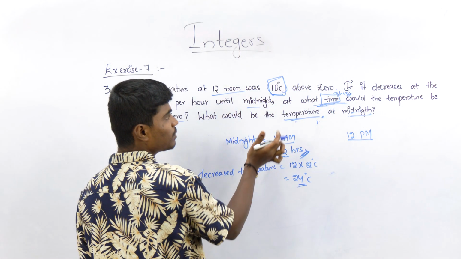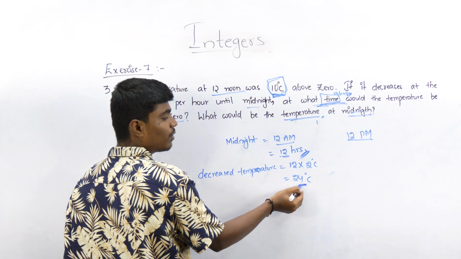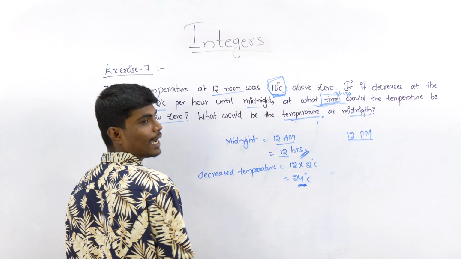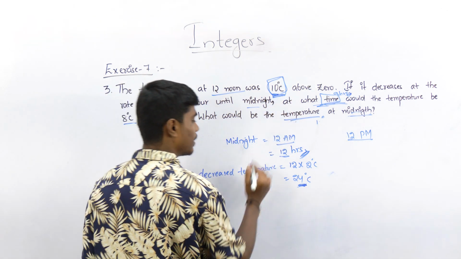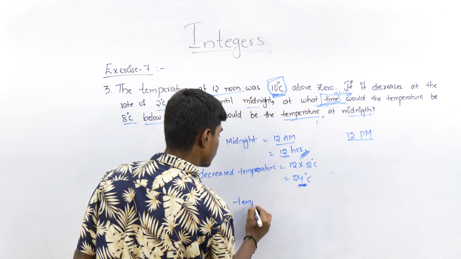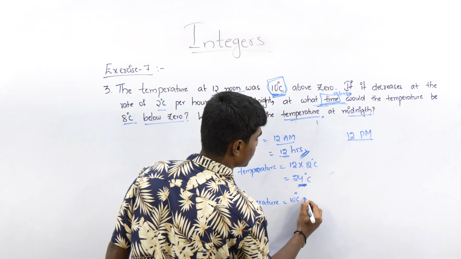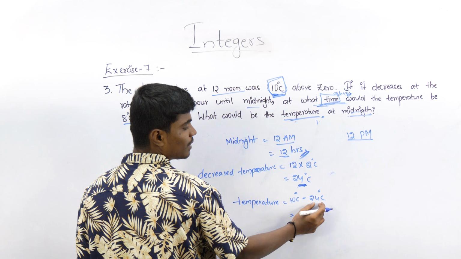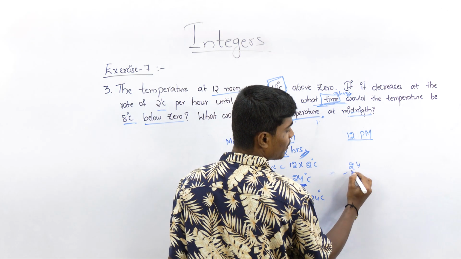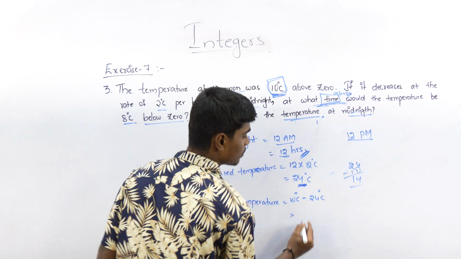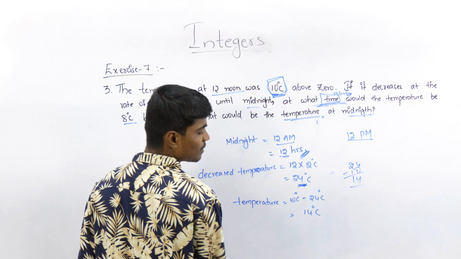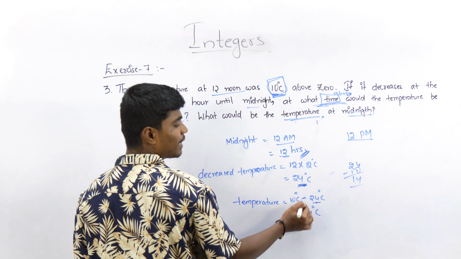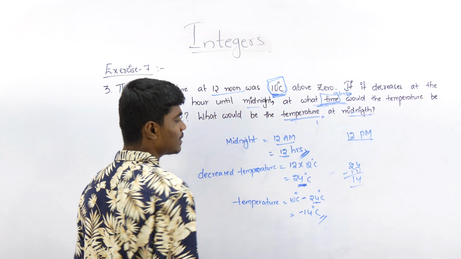So, we have to subtract 24 from 10 because it is decreased by 24 degrees Celsius and the starting temperature is 10 degrees. So, temperature is equal to 10 degrees Celsius minus 24 degrees Celsius. Here, 24 is the bigger one. So, 24 minus 10 is 14. So, 14 degrees Celsius, and the biggest number is 24 and the sign for the biggest number is negative. So, minus 24 degrees Celsius.